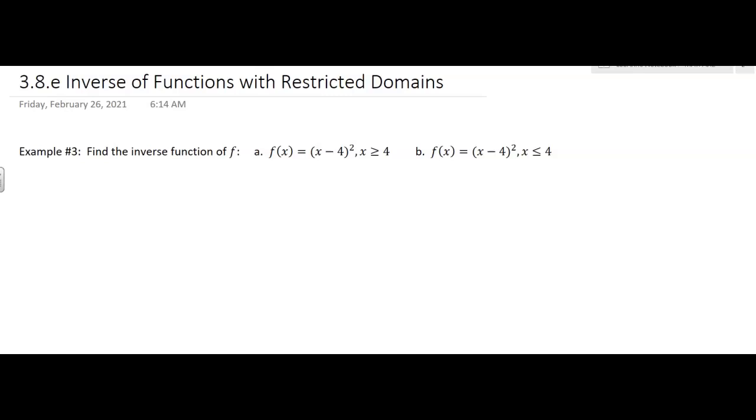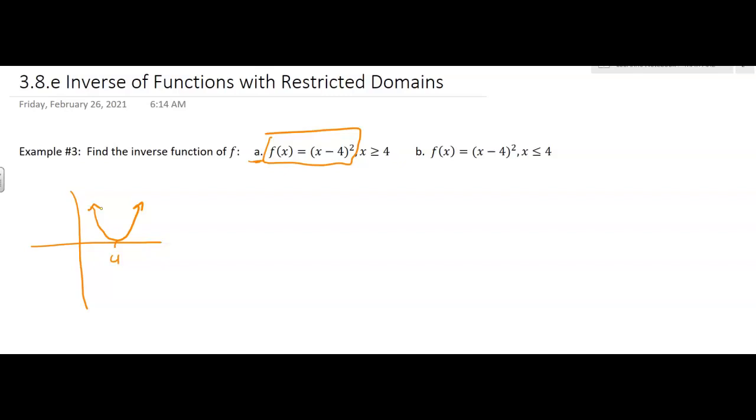Okay, so they give us a function, and they've already restricted the domain for us, and we're going to find the inverse. So we're going to look at this first one. Now, just looking at the function, so just looking at this part, that is a parabola, right? And it's shifted 4 units to the right. Okay, so there's a transformation. Here we are at 4, and there's going to be a parabola shape, something like that.